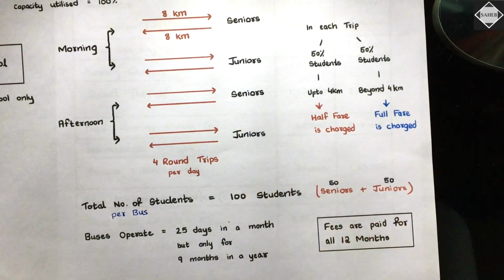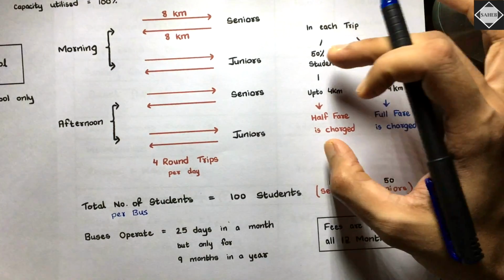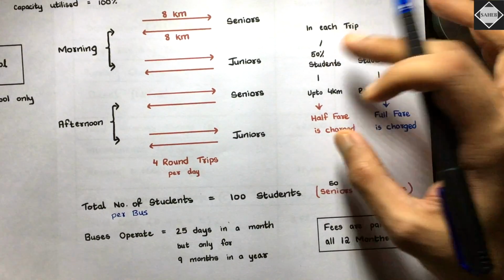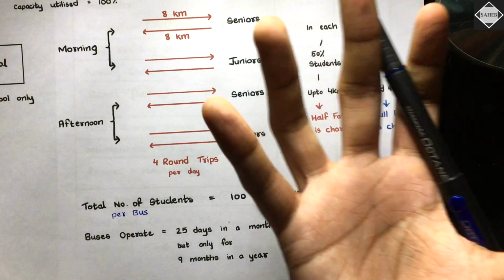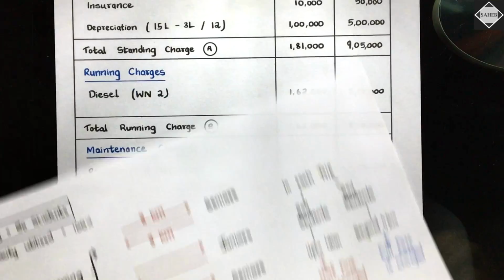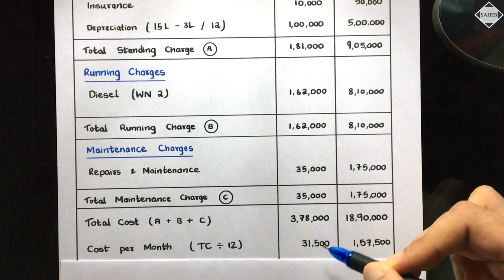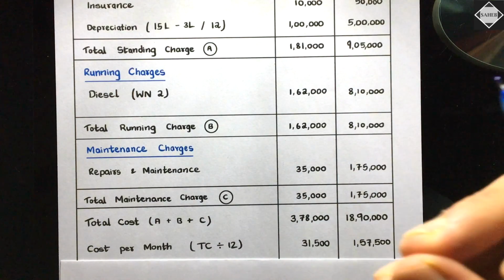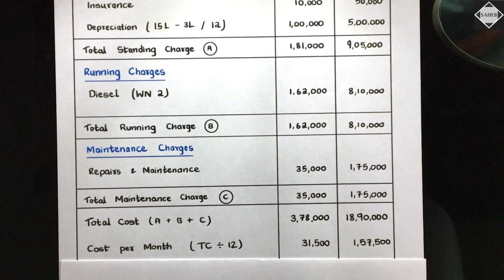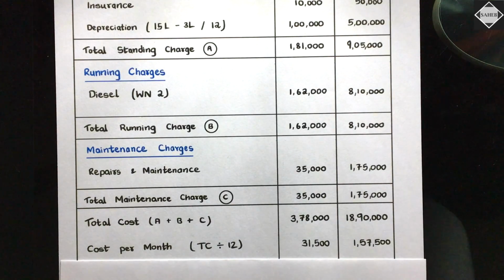So it's like apples and oranges. These are two different types of students. We can't just take the whole 100 together and divide 31,500 by 100. If we do that, we will get the wrong cost per student. It won't be right. So what do we have to do then?